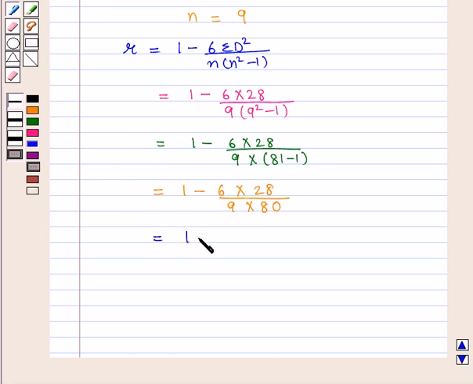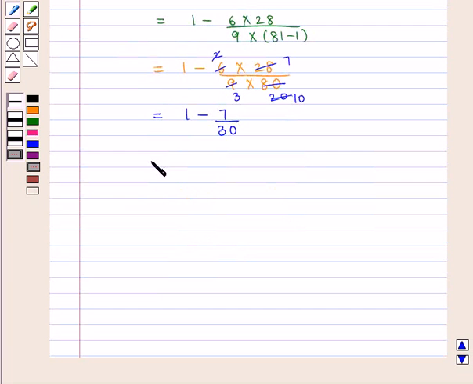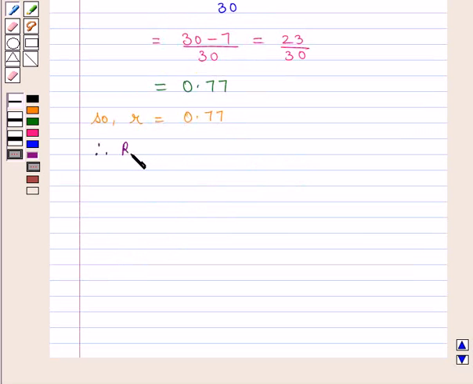which is given by 1 minus 7 by 30. On taking the LCM, we get 30 minus 7 by 30, which is equal to 23 by 30. That is approximately equal to 0.77. So, R is given by 0.77. Therefore, rank correlation coefficient R is equal to 0.77, which is the required answer.